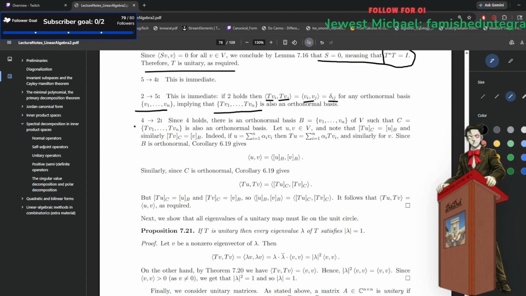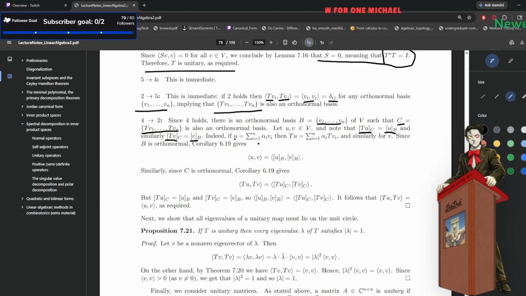Now, 4 to 2. Since 4 holds, there's an orthonormal basis b, v1 to vn, such that c, which is Tv1 to Tvn, is also an orthonormal basis. Let u, v in V, and note that Tu in the basis c is equal to u in the basis b, and similarly, Tv in the basis c is equal to v in the basis b.